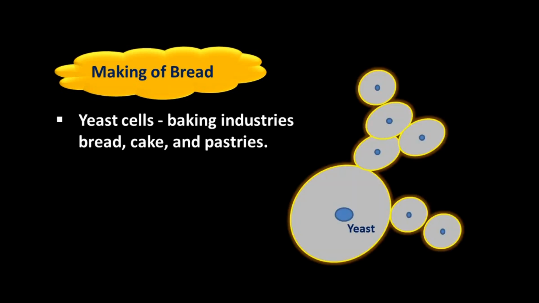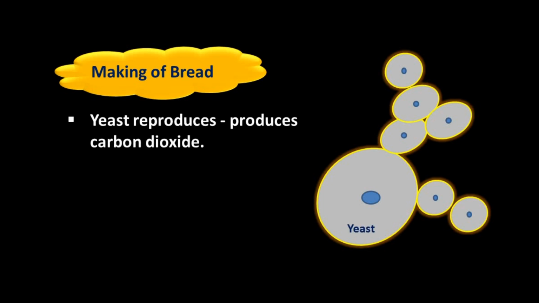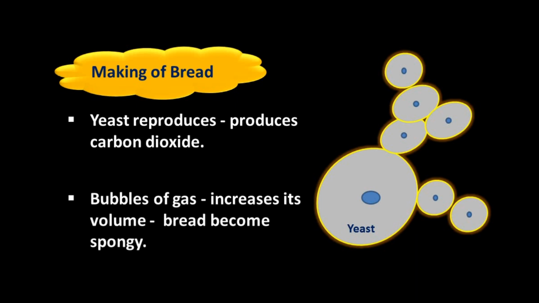Making bread. This is the example of fungus, yeast. Yeast cells are used in baking industries for making bread, cake and pastries. Yeast is also helpful for fermentation of rice for making idli and dosa batters. Yeast reproduces rapidly and produces carbon dioxide during respiration. These bubbles of carbon dioxide gas fill the dough and increase its volume. Due to this, bread becomes spongy. So bread becomes spongy due to the presence of carbon dioxide.